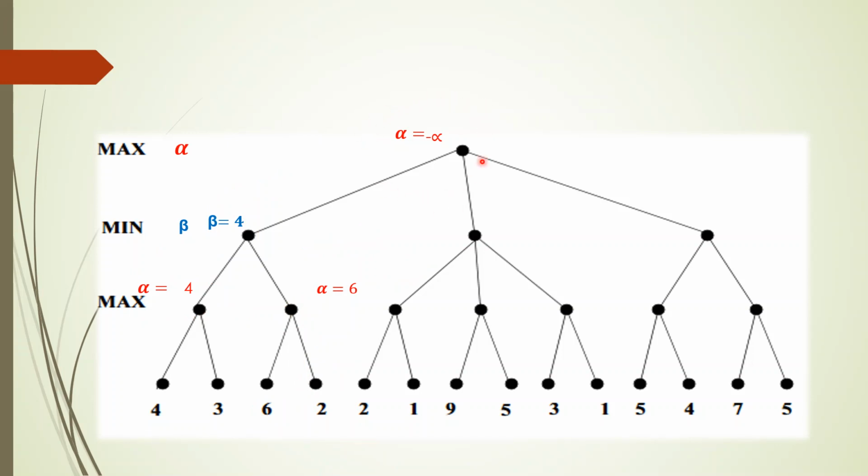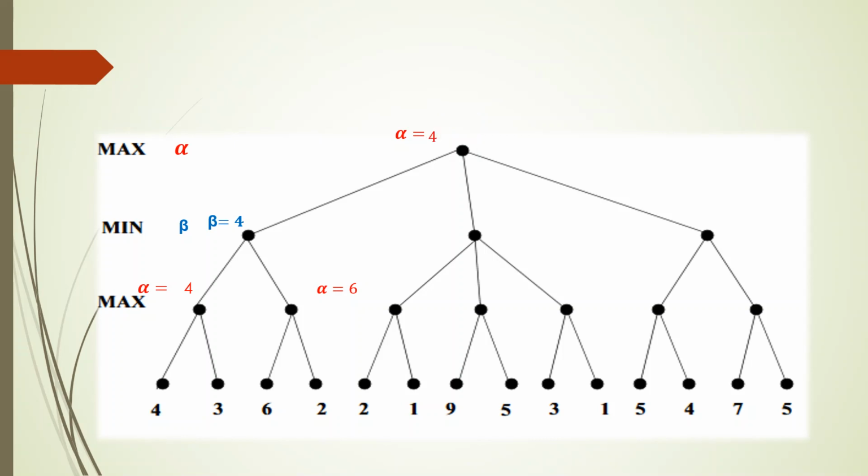Now at this node, the top node, alpha is equal to negative infinity, and this node will look towards this min node, where the value of the node is equal to 4, beta is equal to 4. So alpha will compare its value with this node. Alpha here has minus infinity, and the value at this node is equal to 4. So alpha will adopt 4 because 4 is greater than negative infinity. Now the value of alpha at the top node is equal to 4.